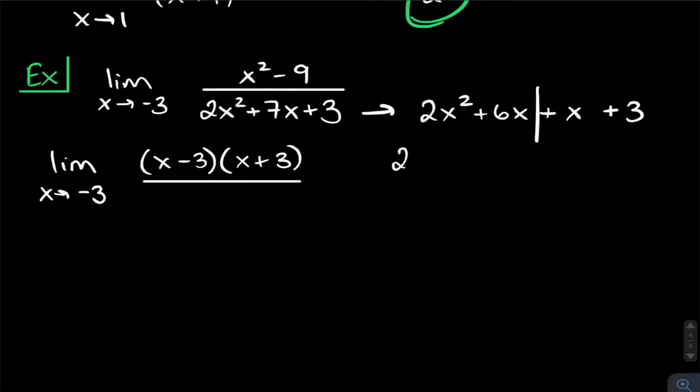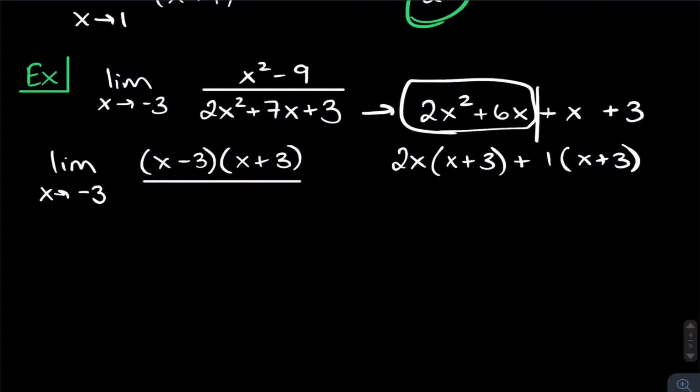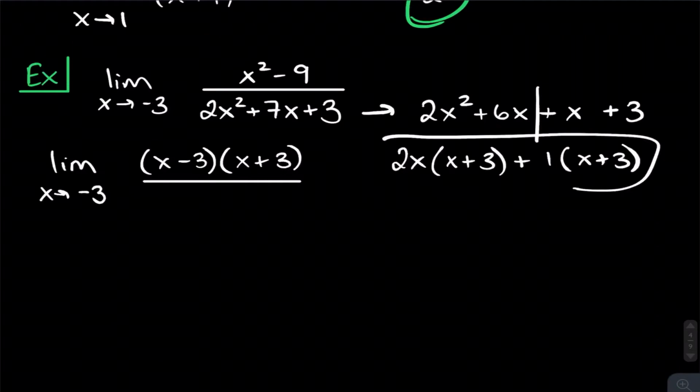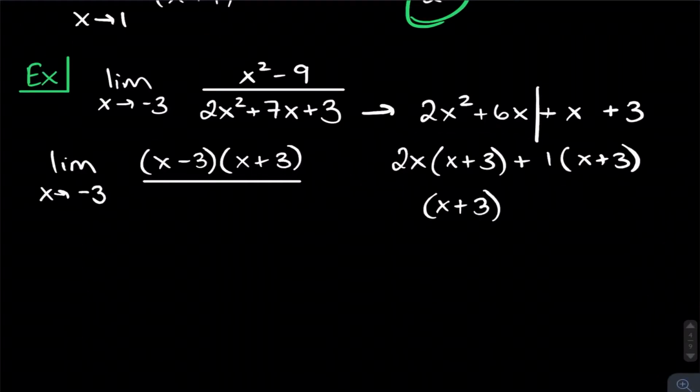We can factor a 2x out of the first one, and we're left with an x plus 3. And then the next one is an x plus 3. And so this is essentially like a 1 times x plus 3. And so we can factor a x plus 3 out of both of these terms, just like we factored a 2x out of these two terms. We're factoring an x plus 3 out of both of these. And we get a x plus 3 times a 2x plus 1.